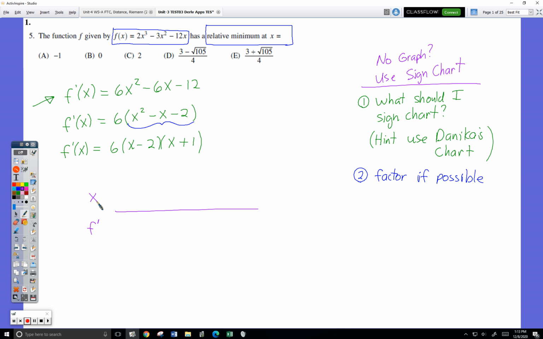The sign chart shows me what the y coordinates of f prime are going to do for different x coordinates. So that's what we're charting. We factored. The next step on my flashcard is find the zeros.